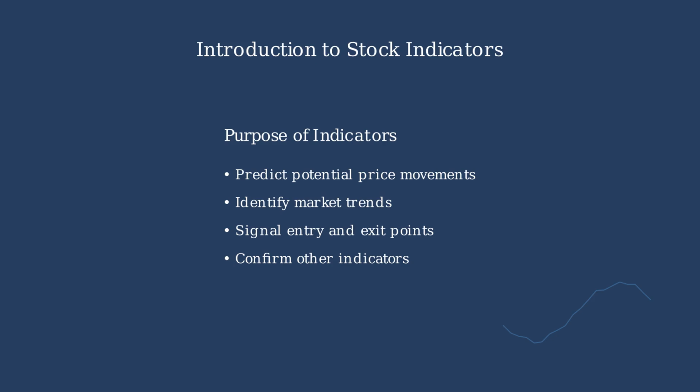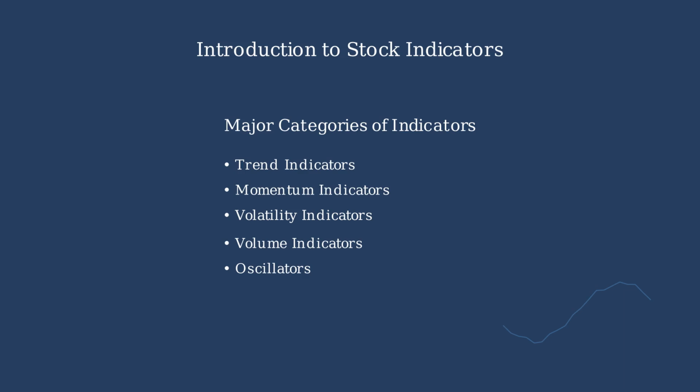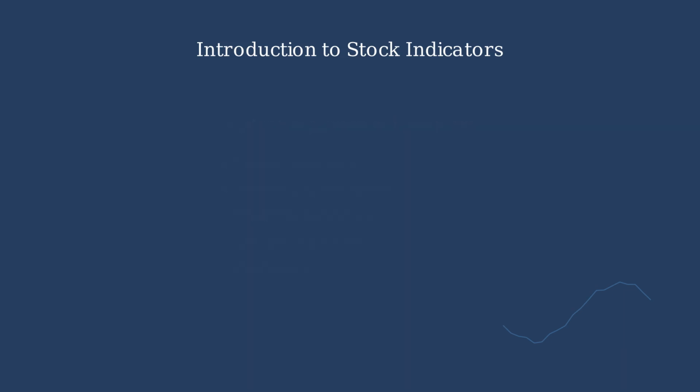The main purpose of indicators is to identify market trends, signal entry and exit points, and confirm signals from other indicators. Stock indicators are categorized into several major types. These include trend indicators, momentum indicators, volatility indicators, volume indicators, and oscillators. Let's look at how indicators work with price charts.